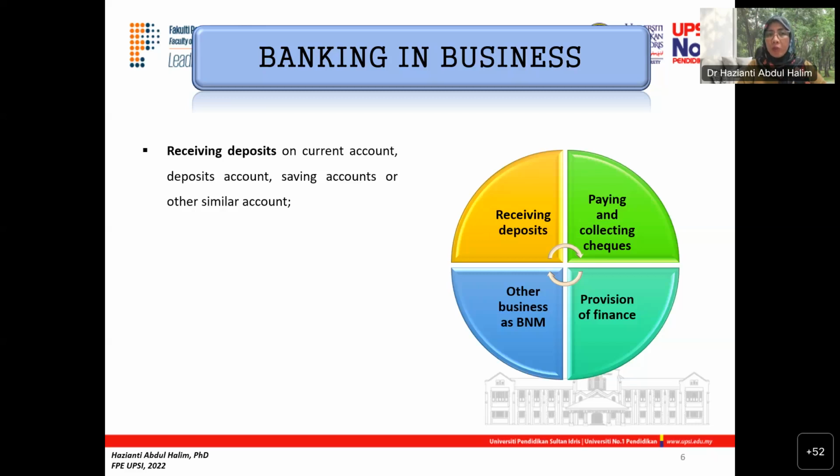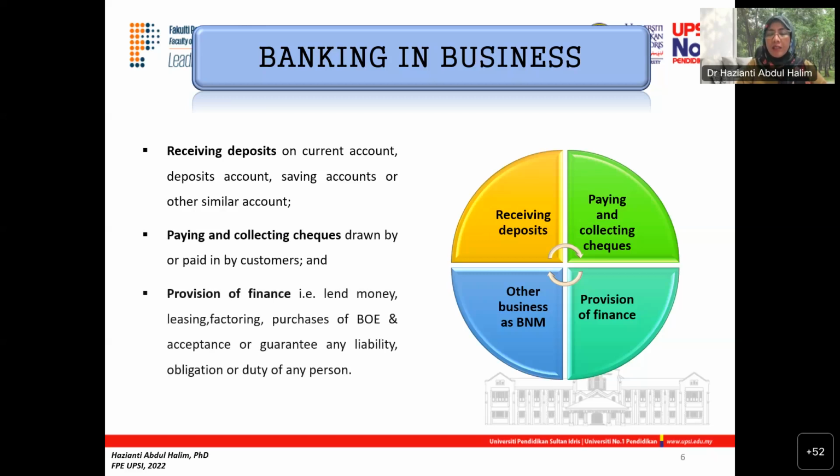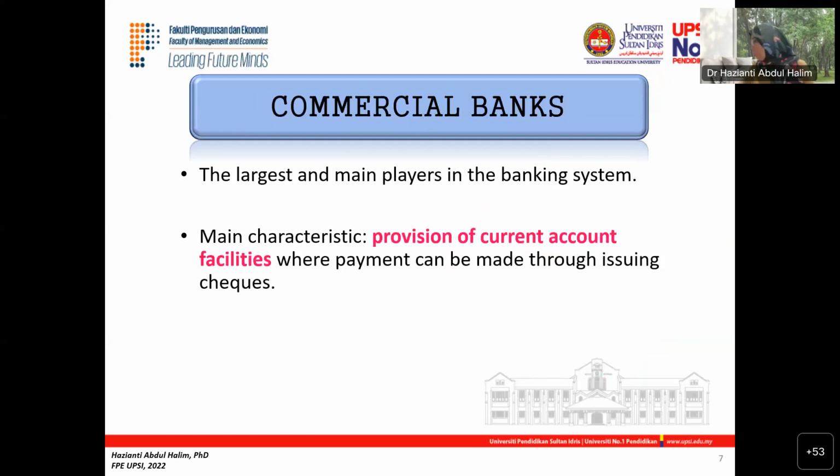All right, so these are basic services provided by the banks, or basic functions of banks. First of all is receiving deposits, and then paying and collecting checks drawn by or paid in by customers. Provision of finance, which includes lending of money, leasing, factoring, as well as other business allowed by Bank Negara, with the approval of MOF of course. So MOF is Ministry of Finance. Under topic 1 the other day we already had the chart. So all these banks report to Bank Negara Malaysia, and then Bank Negara reports to the Ministry of Finance.